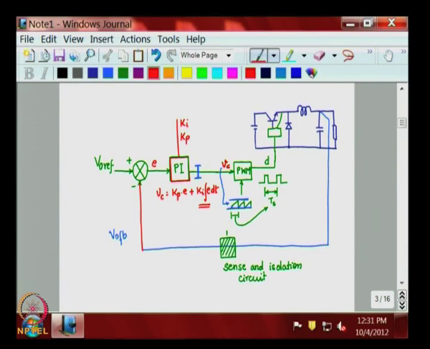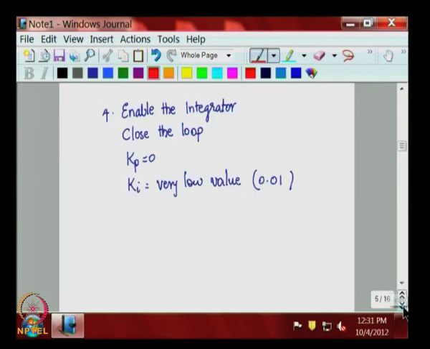Or in other words, this is generally implemented as 1 by RC integral of E dt, the implementation in op amp, things like that. It would mean a very large value of C. So, in other words, a very low value of Ki implies start with a very large value of capacitance C of the PI controller.